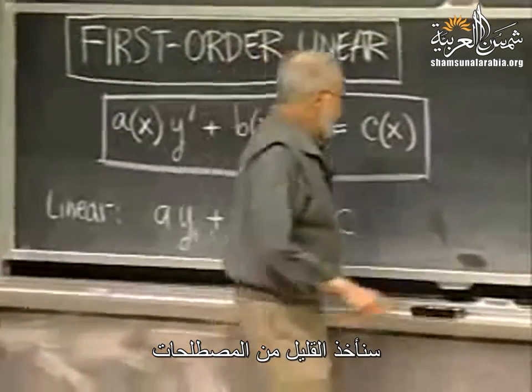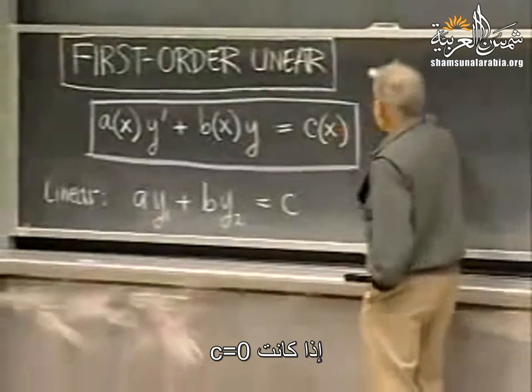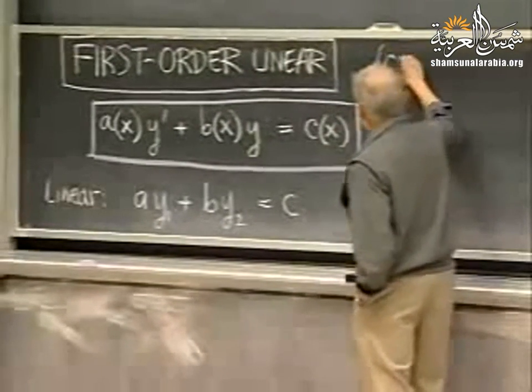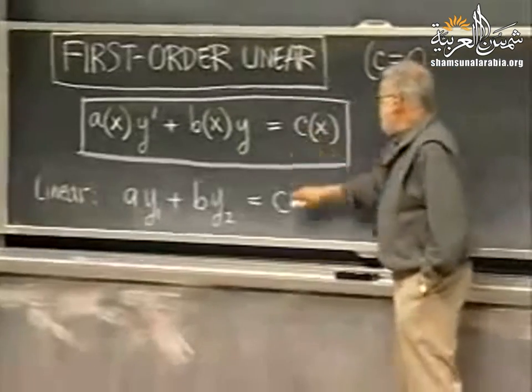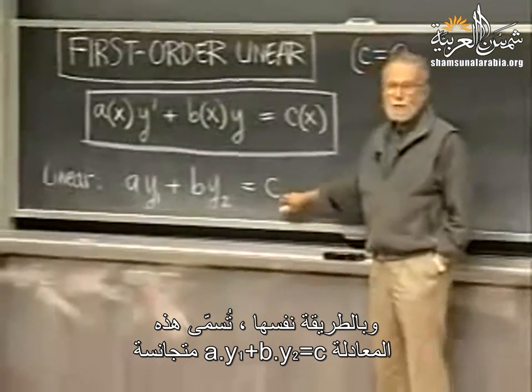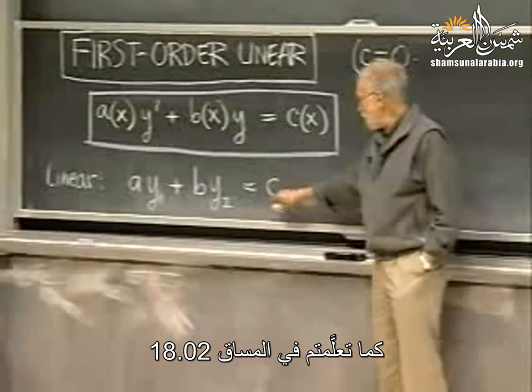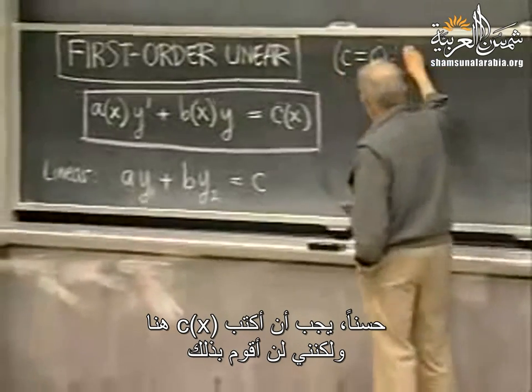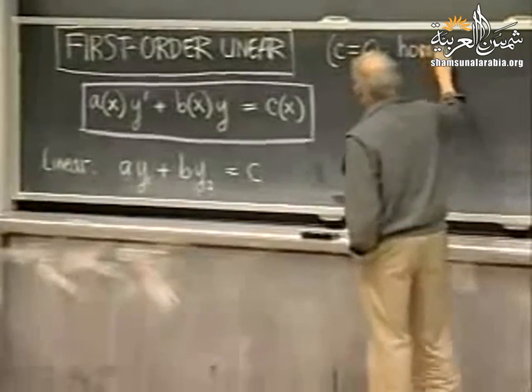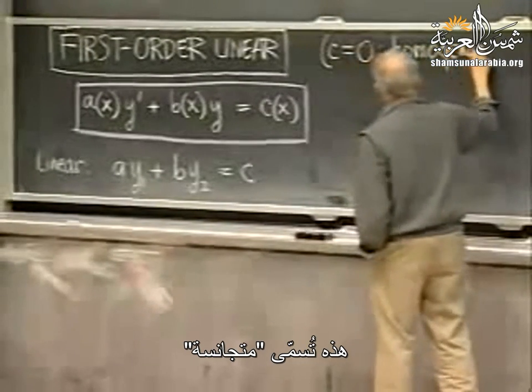A little bit of terminology. If c is equal to 0, it's called homogeneous. The same way this equation is called homogeneous, as you know from 1802, if the right-hand side is 0. So c of x I should write here, but I won't. That's called homogeneous.